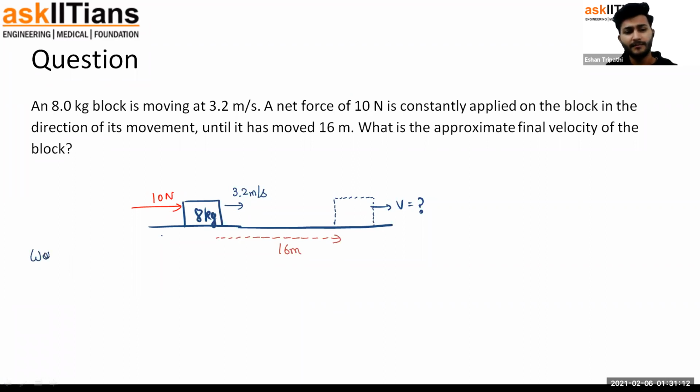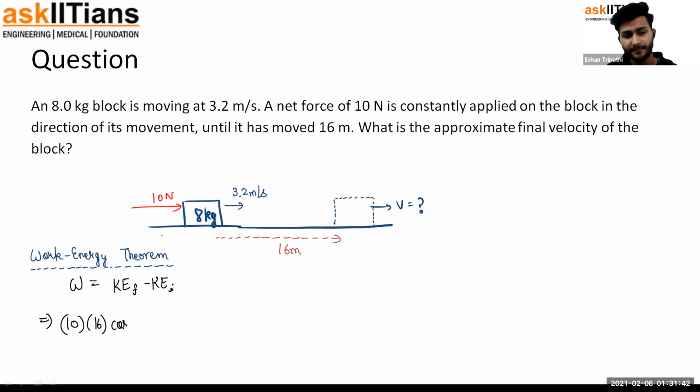According to the work-energy theorem, the work done on the object goes into the change in its kinetic energy, that is, final kinetic energy minus initial kinetic energy. What is the work done on the object in this case? That is force, 10 newtons, multiplied by displacement, 16: 10 into 16 cos 0 degrees. That's 160.